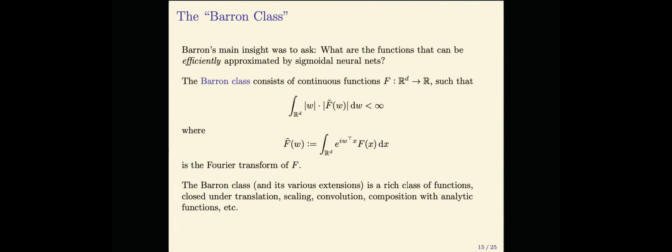Okay, so what's the idea behind this Barron class? So Barron's main insight really was he turned the whole thing around. Right? Previous results were like, we want to approximate continuous functions by neural nets. Well, the curse of dimensionality shows up, and it is what it is. Barron's insight was, well, okay, but what if I demand more than continuity? What if I specifically ask what kind of functions can be efficiently approximated by neural nets with sigmoidal activations?